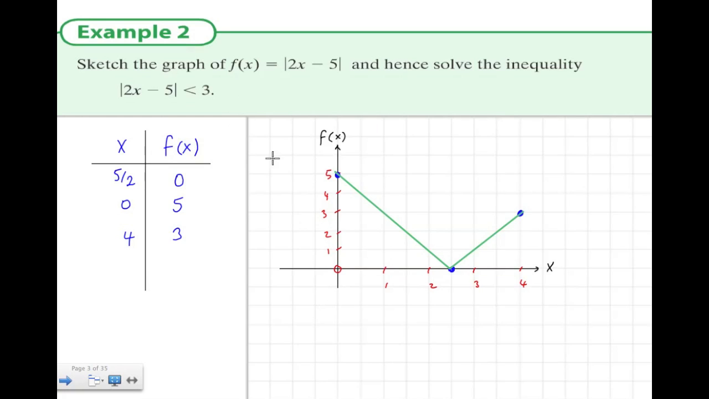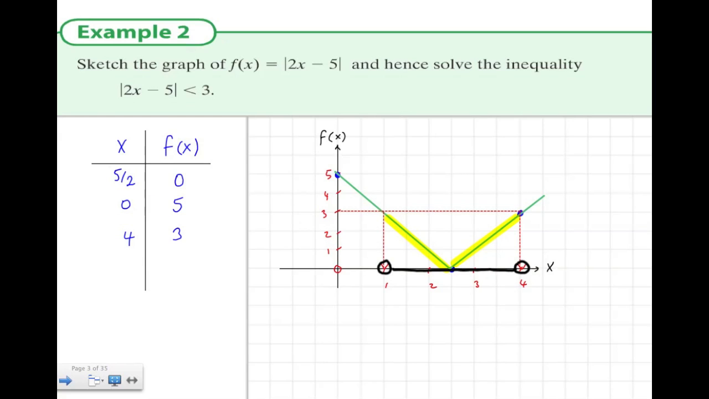Now the question is, when is this less than the value of 3? Well, it equals the value of 3 at these points here, at the points 1 and 4. So where is the graph of this function less than 3? Well, if I just highlight it here, it's less than 3 at these points here. So we can see, looking at this, it's obviously between the values of 1 and 4 that the graph of this modulus is less than 3.